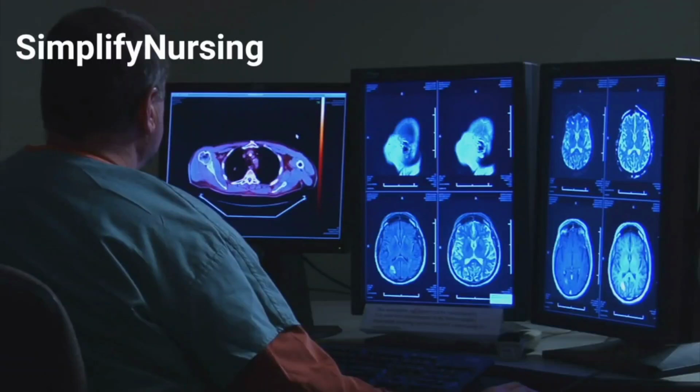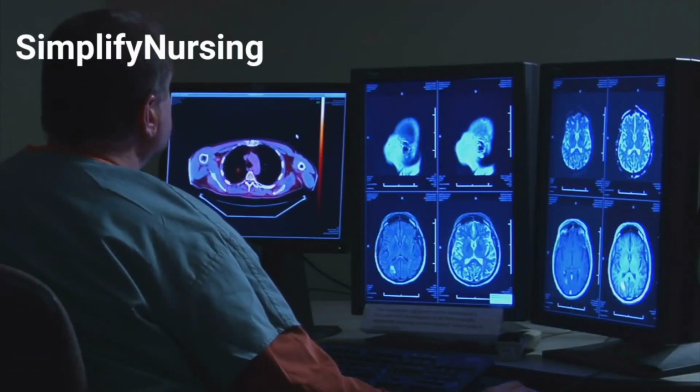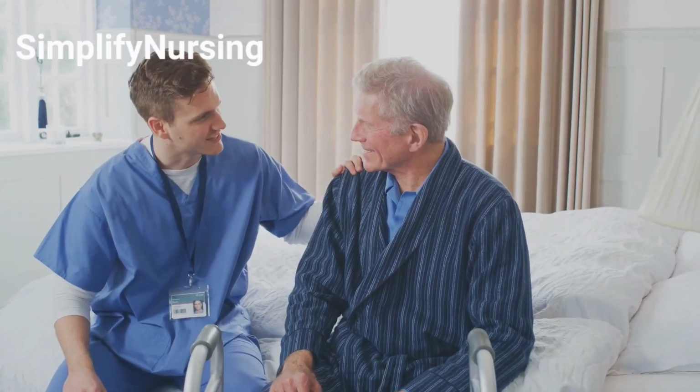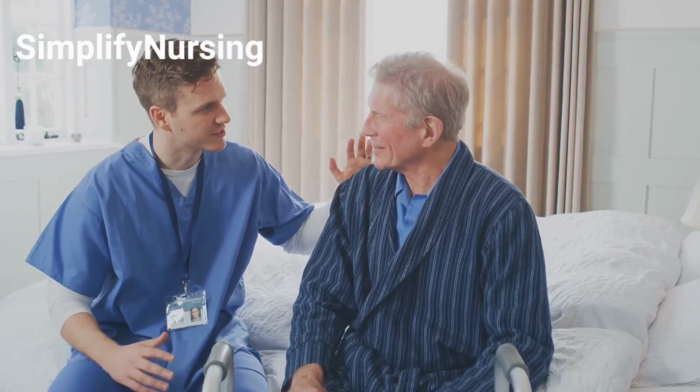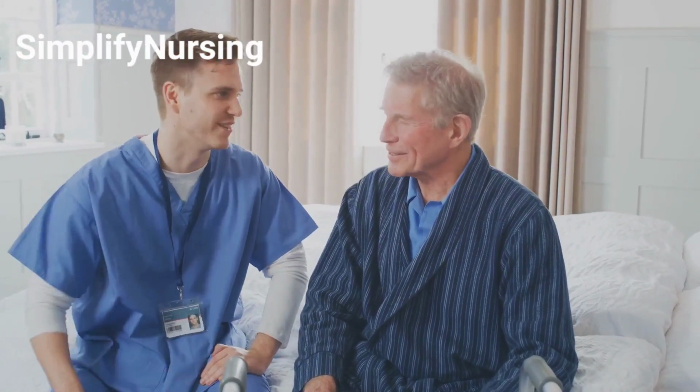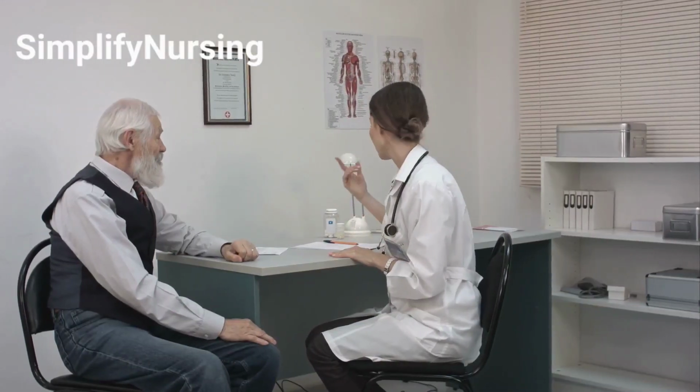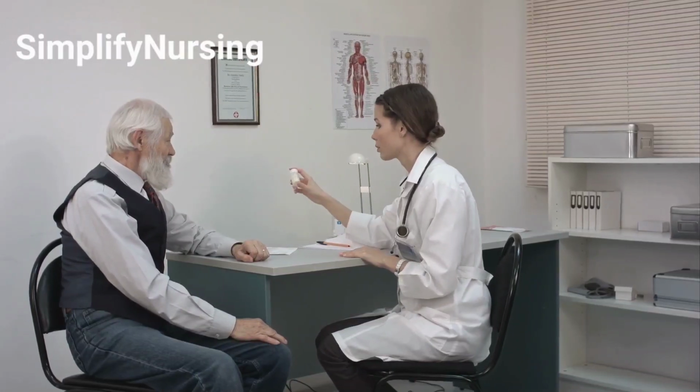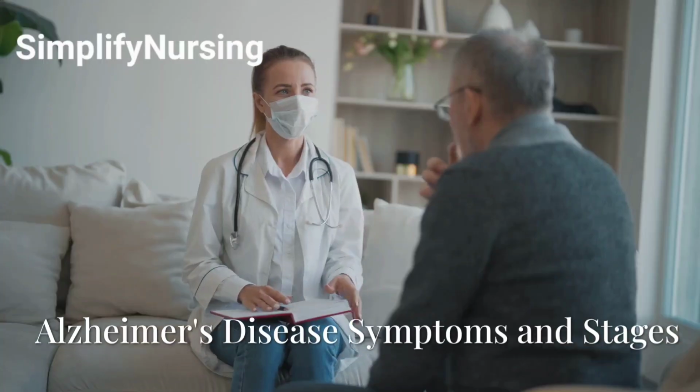Vascular dementia results from reduced blood flow to the brain, often due to strokes. Lewy body dementia, associated with abnormal protein deposits leading to cognitive decline and motor symptoms. Frontotemporal dementia involves personality and behavioral changes as well as language difficulties.